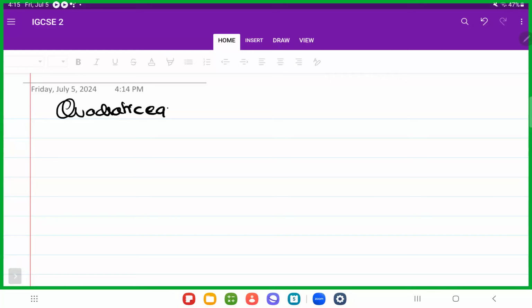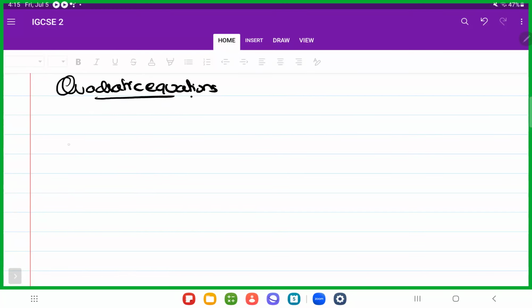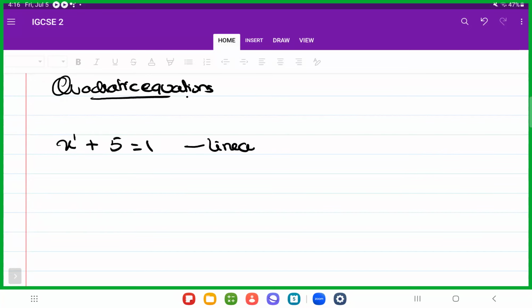look at the highest power of the equation. In your earlier equations, we were doing, for example, x plus 5 is equal to 1, right? So over here, what you can see is x to the power of 1 always. This is a linear equation, so the maximum power of x in the equation will stay as 1. However, when we talk about quadratic equations, for example, x squared plus 2x plus 1 is equal to 0, the maximum power of x that you can see is 2, right?